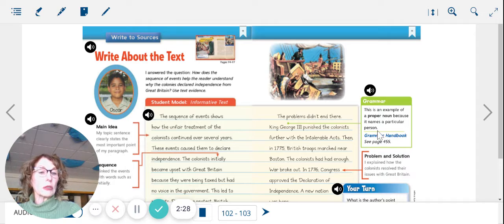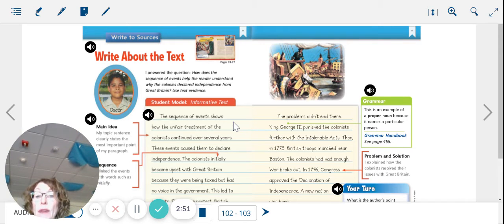All right, before we take a look at how this particular student used that text evidence, we're going to take a look at the main idea. Of course, the main idea of an expository text tells you what it is mostly about. And generally that would be clearly stated in a topic sentence. Let's look at this particular student's topic sentence. He says the sequence of events shows how the unfair treatment of colonists continued over several years.